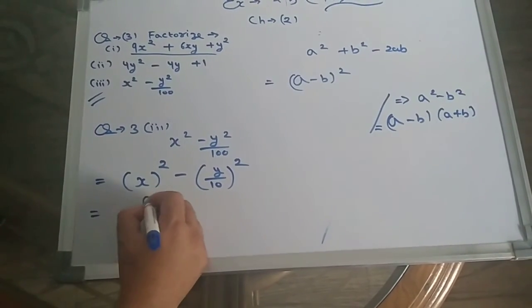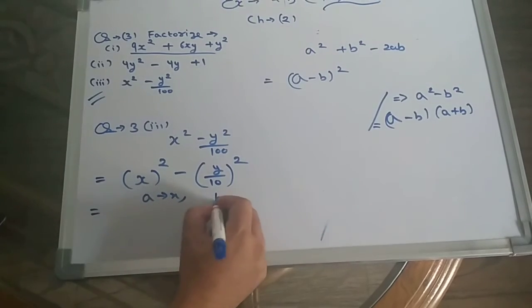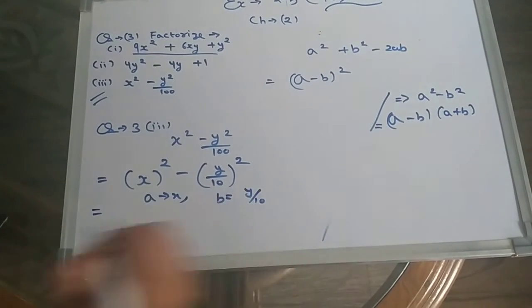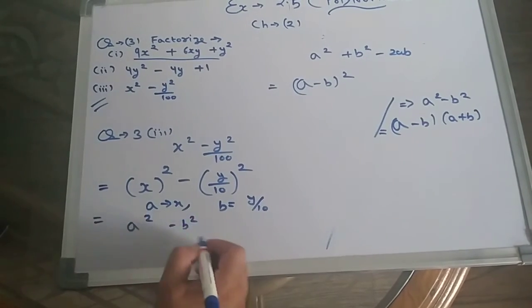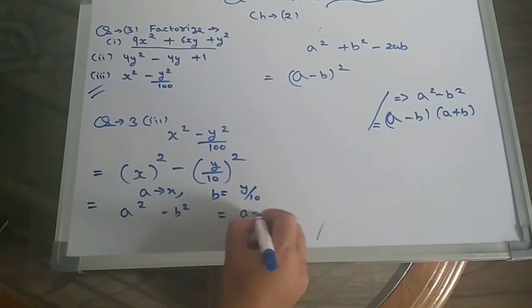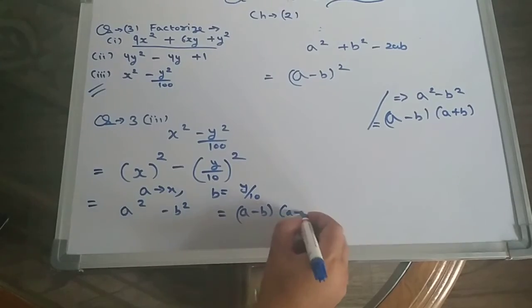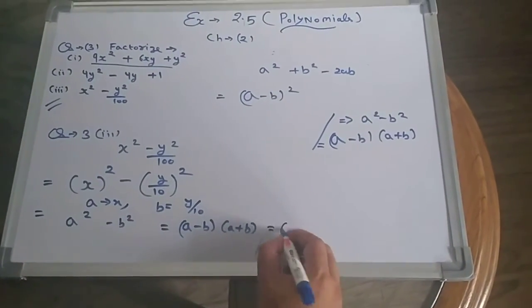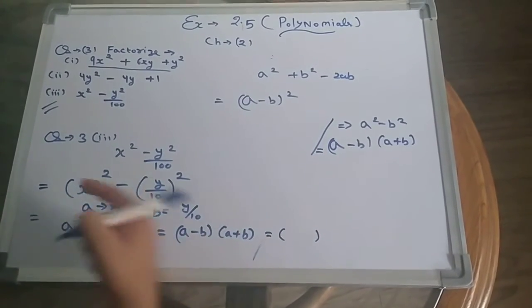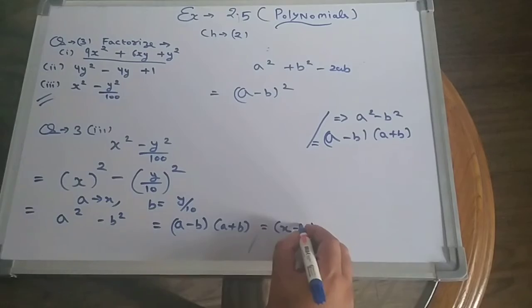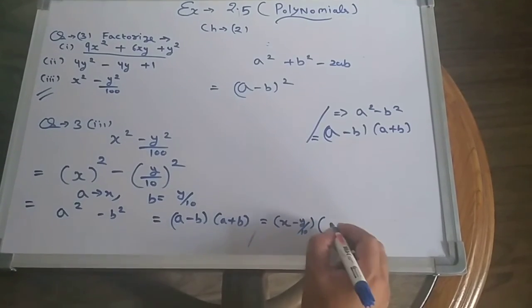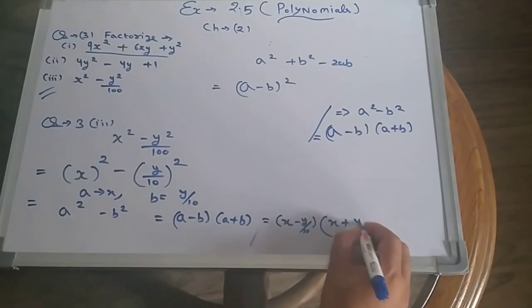Now here our a is x and b is y by 10. Now if we apply the identity a square minus b square, it becomes (a minus b)(a plus b). Now write the values of a and b in these. Our a is x and b is y by 10. Again, a is x and b is y by 10.